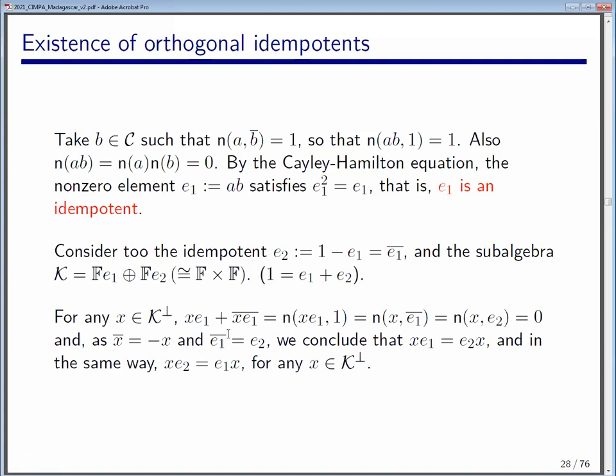So we have all these properties, and now the conjugate of x times E1, remember, this is an involution, so this is E1 bar times x bar. E1 bar is E2. x bar is minus x. So we get that for any element in the orthogonal complement to K, E1x is the same as xE2. And in the same way, you can prove that E2x is the same as xE1. Okay, so we can move the idempotent to the other side, changing the idempotent. Actually, this follows from a lemma that we already used before.